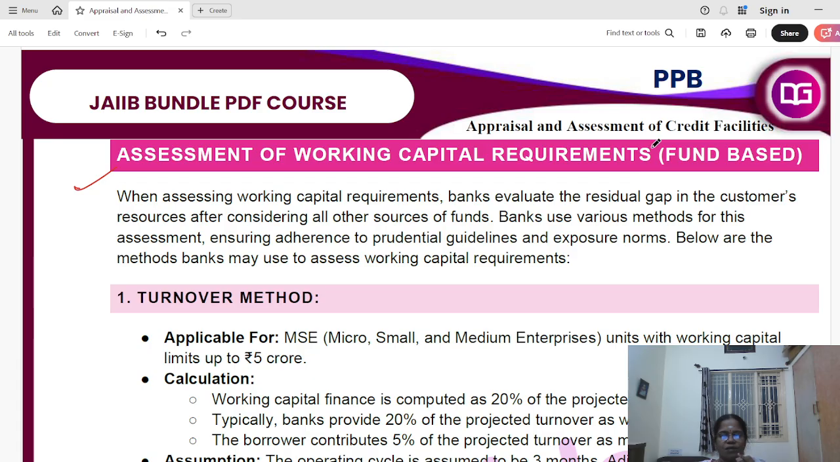Then next one is the assessment of the working capital. There are two cases, one is the fund based, another one is the non fund based. So working capital, banks evaluate the residual gap in the customer's resources after considering all other sources of funds. Banks use various methods for this.